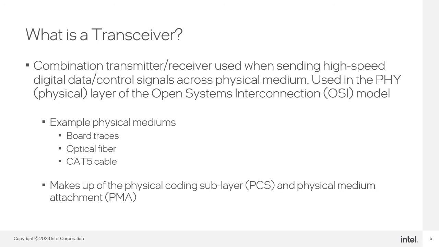Thus, they are used in the physical layer of the Open Systems Interconnection, or OSI, model, the model used to describe the functionality found in the interconnect protocols of most communications, networking, and computing systems. As part of the physical layer, they serve as the interface between the digital realm and the analog transmission domain.